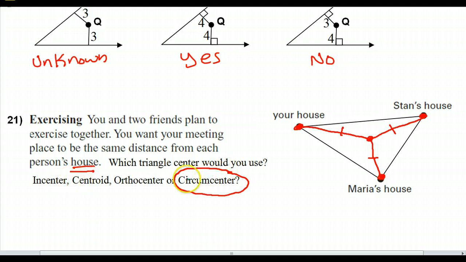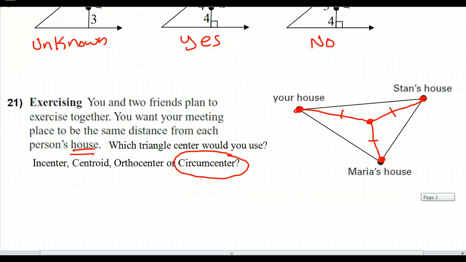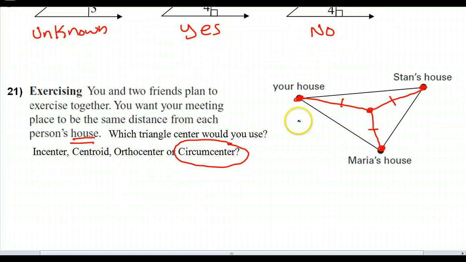Now, so that's really the end of this homework assignment. But I just want to add this one thing on. What if instead of saying that we wanted the meeting place to be equidistant to the houses, let's say that each one of these houses is connected by a road. Okay, so this is a road, and this is a road, and this is a road. So there are 3 roads.